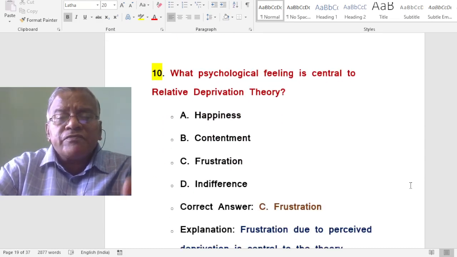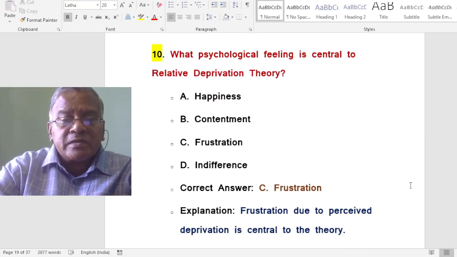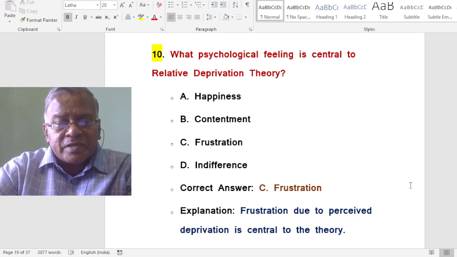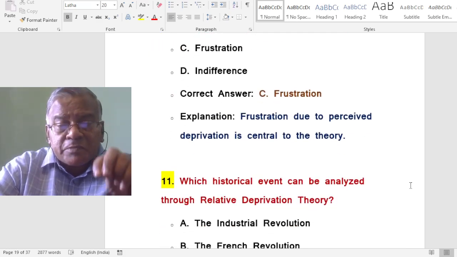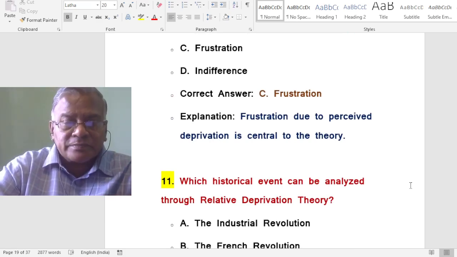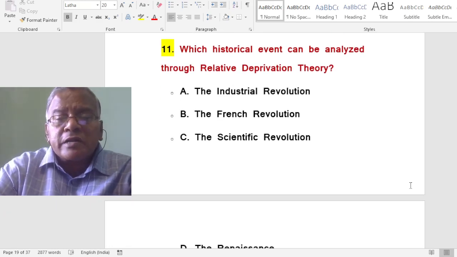What psychological feeling is central to relative deprivation theory? A. Happiness. B. Contentment. C. Frustration. D. Indifference. Of course, we know that it is frustration. Relative deprivation theory leads to frustration. Frustration due to perceived deprivation is central to the theory.